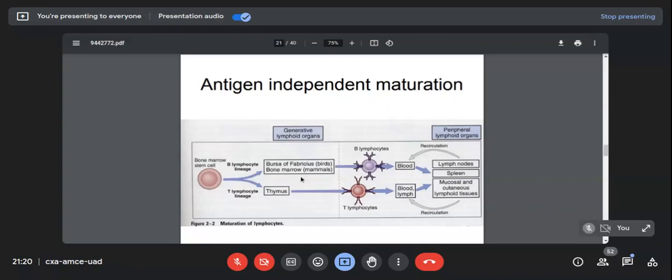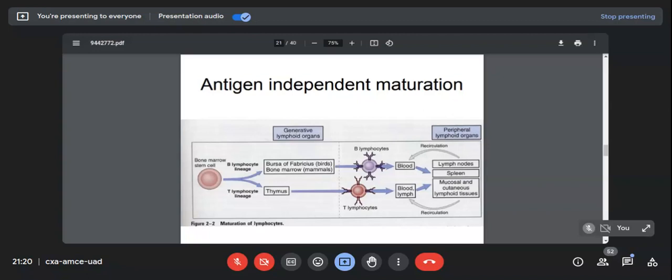So inside the bone marrow, you mature this B cell to become a B lymphocyte, which will go into the bloodstream. From the bloodstream, it will enter either the lymph node, the spleen, the mucosa, or the cutaneous lymphoid tissues. These places are known as peripheral lymphoid organs. So we have two types of lymphoid organs. We have what we call generative, or in other words, primary lymphoid organs. Then we also have a second type, which we call the peripheral or secondary lymphoid organs.